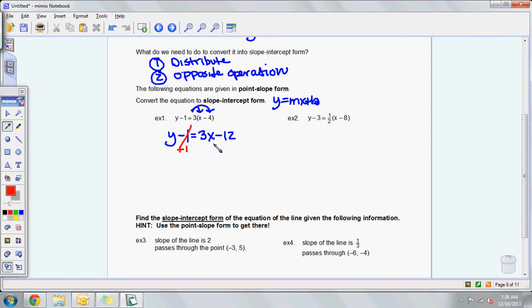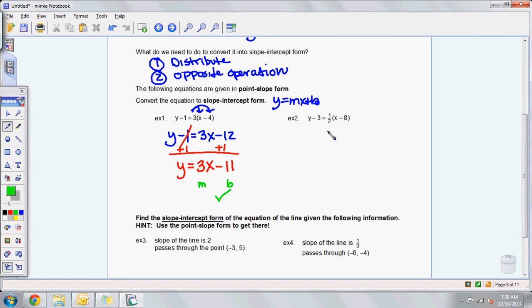Now if you look over here, what you're going to add it to is what's like with it. So it would be the 12, just the number. So we're going to add 1 over here. Okay, so what we're left with on this side is y. I'm going to bring down everything that's left. And when we do a negative 12 plus 1, we get a negative 11. So now this is in slope-intercept form. Here's my m, here's my b, and I've got slope-intercept form.